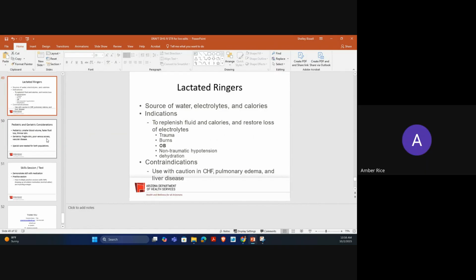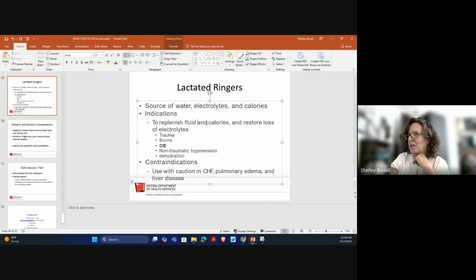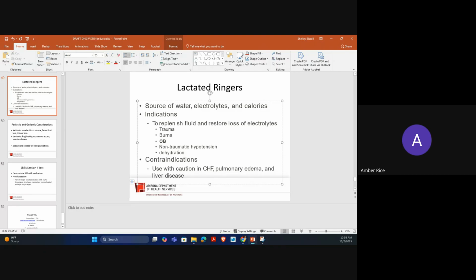I don't know that it's a real big source of calories. Push fluid and restore. I'm going to look up how many there are in there. And for the first bullet, I would just say source of water and electrolytes instead of calories. I don't think anyone is using this for calories. No, there's only 9 calories in lactated Ringer's. I just Googled it. And one almond has more calories.